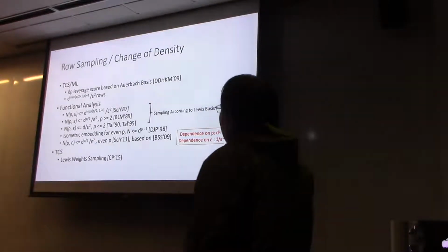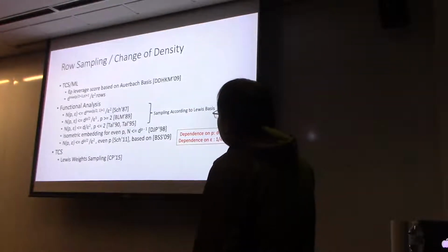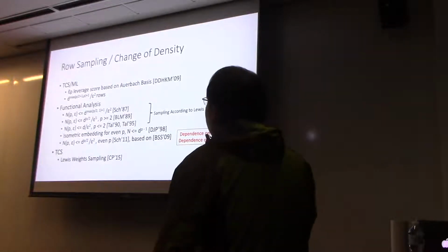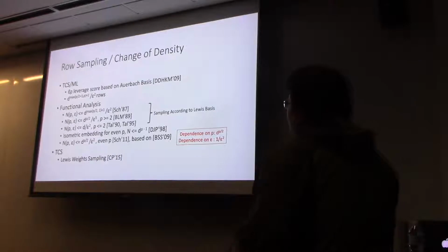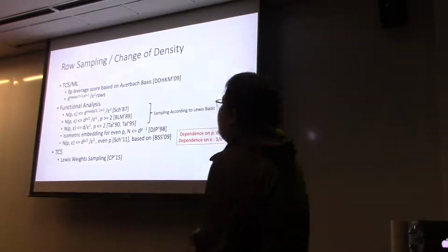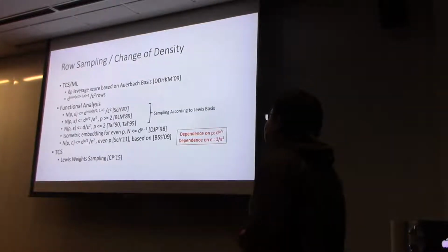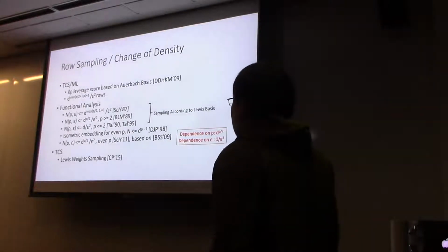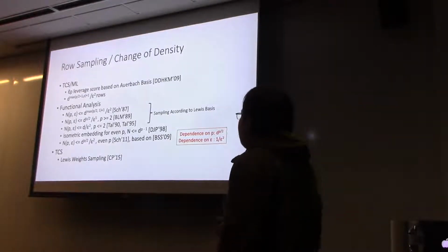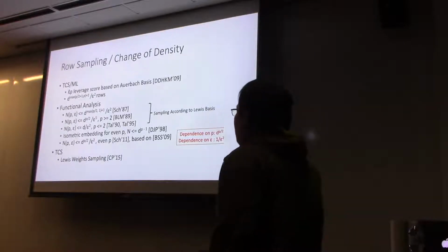But why can't we just implement these ideas directly? The difficulty is that we don't actually know how to calculate Lewis spaces, so we cannot actually get these important sampling scores.